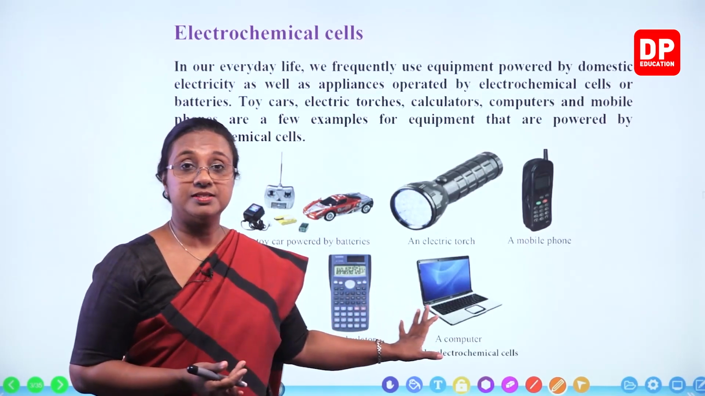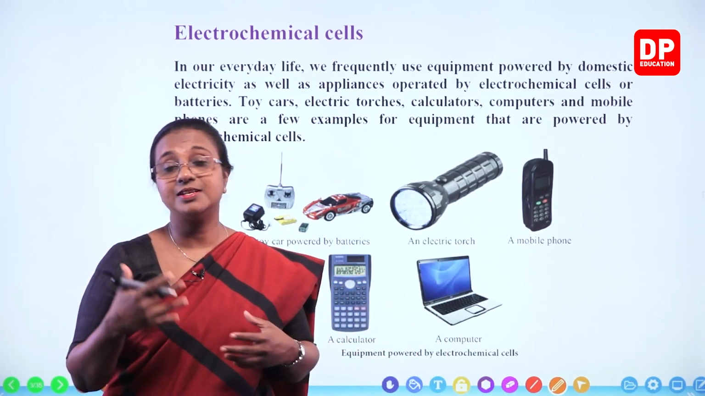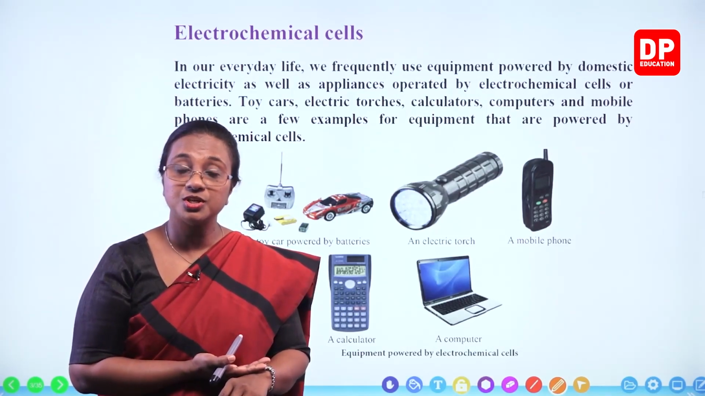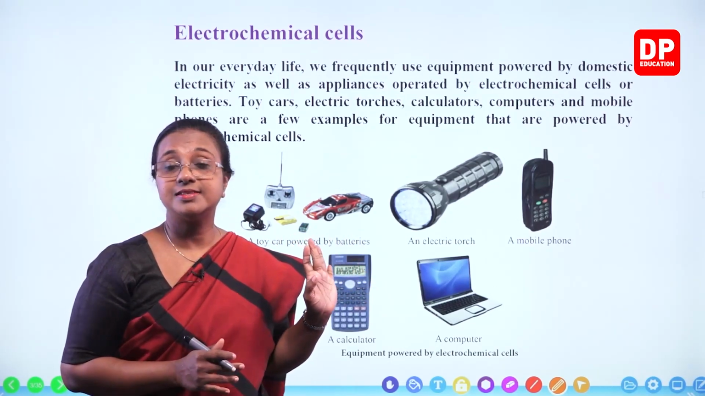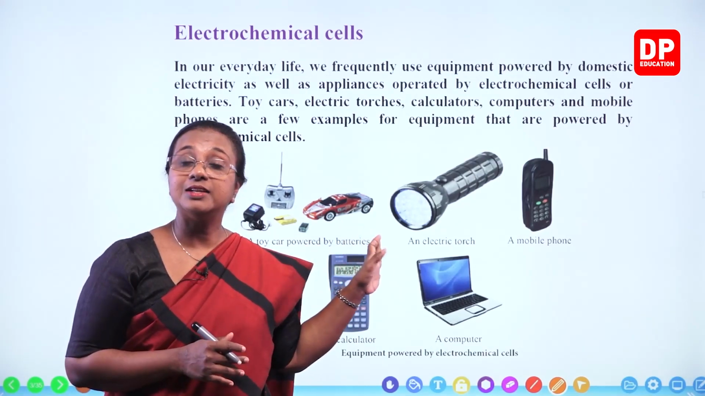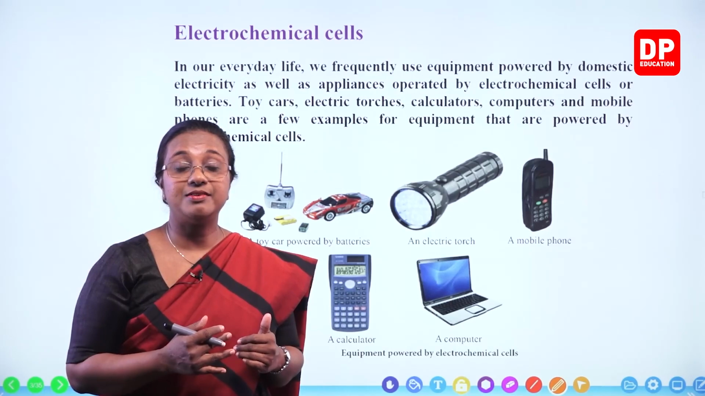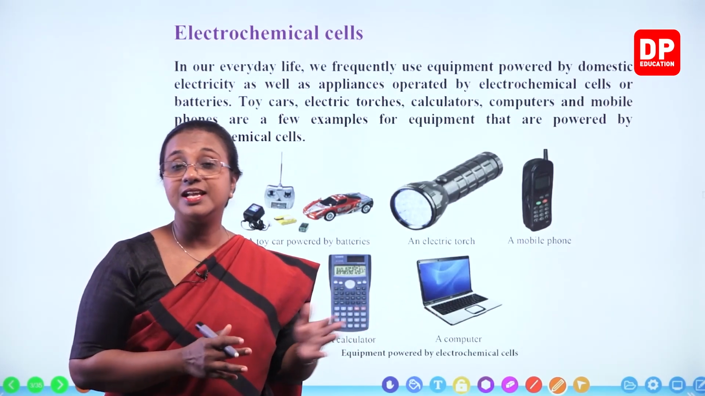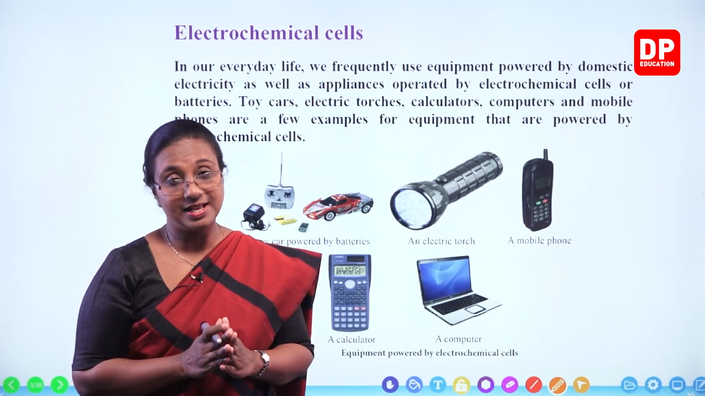In addition to this, there are so many other equipments, devices or materials that use batteries, even a wristwatch. So many things. So all those use dry cells or batteries. And these batteries are electrochemical cells, because inside the battery, there is a chemical reaction taking place that generates electricity. So they are all electrochemical cells.